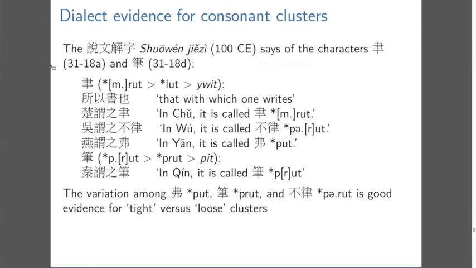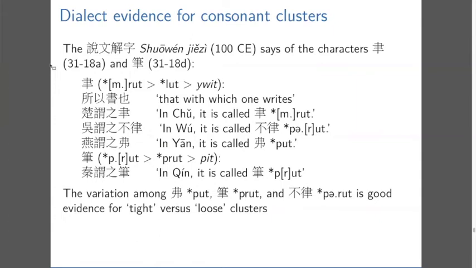And then here's a discussion from the Shuowen Jiezi about dialect differences. So they say, okay, there's this word brush, and in Chu it's called mrut, and in Wu it's called prut, and in Yan it's called put, and in Qin it's called prut. So this is good evidence for figuring out how Old Chinese was pronounced.